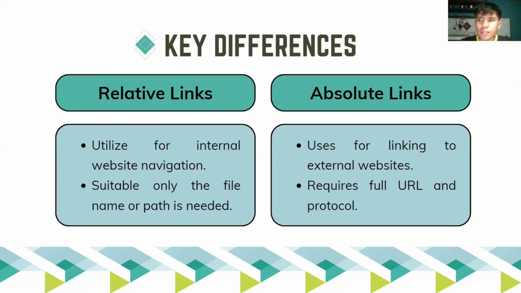Next thing is their key differences, to further enhance the understanding of the uses of relative links and absolute links. Relative links are used for internal website navigation, like when you have several navigations and you can add more navigation in the web pages, and as you click them you will go to the same website, like the admin page, user page, and others. It needs only the file name or path, meaning that in the href attribute the value will be the file name only to access the relative links.